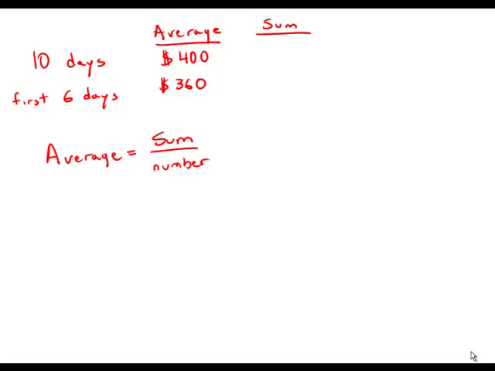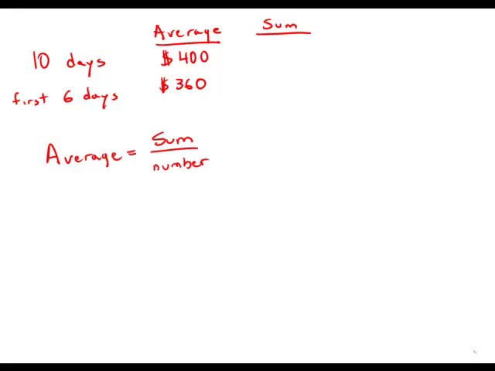At a small snack shop, the average revenue was $400 per day over a 10-day period. During this period, if the average daily revenue was $360 for the first 6 days, what was the average daily revenue for the last 4 days?